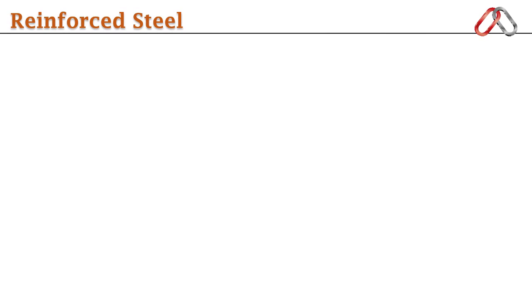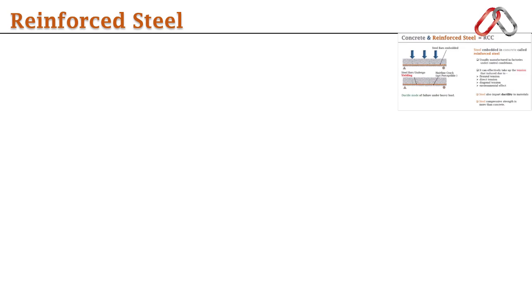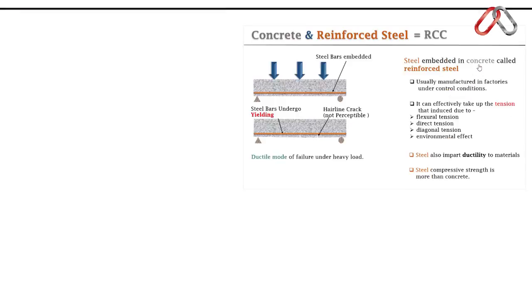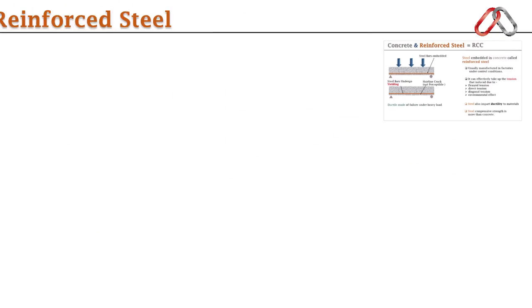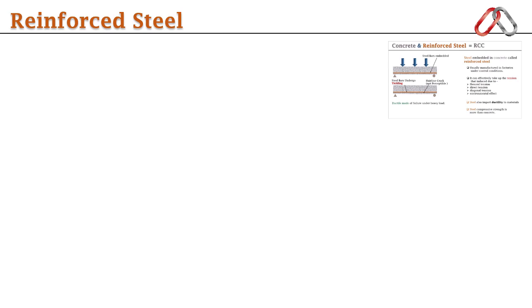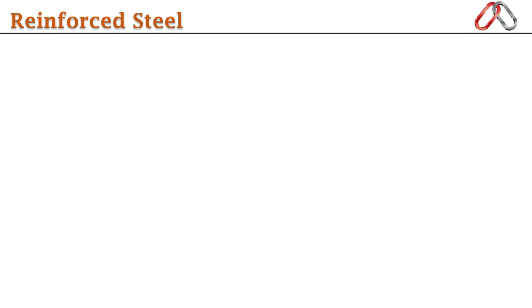Now move to reinforced steel. I have already explained to you that steel is used to resist tensile stresses induced in concrete. Now let's talk about the grade and types of steel. We also use the word rebar to represent reinforcing bars.